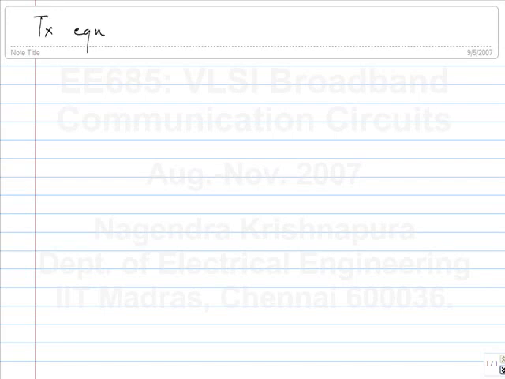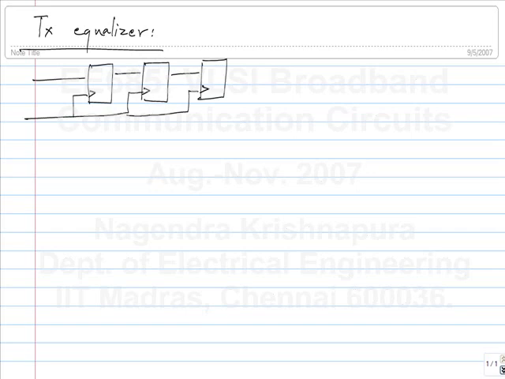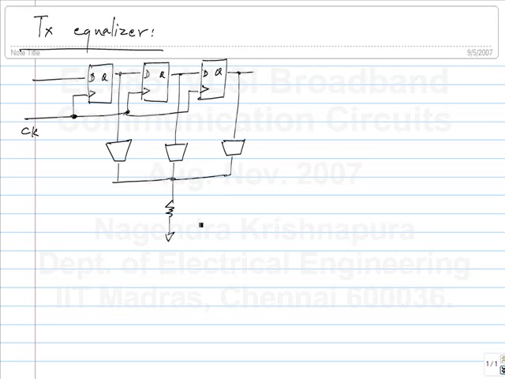So I'll call this transmit equalizer. We have a number of flip-flops, as many as we have taps in the equalizer, and this is clocked by a clock at the data rate, and we take the weighted summation using voltage controlled current sources and pass the resulting current to a load to get the equalized output. And this load can be, for instance, one of the terminations of a transmission line. The other side will also be terminated by the impedance of the transmission line.